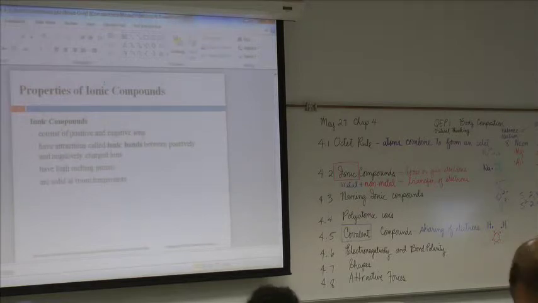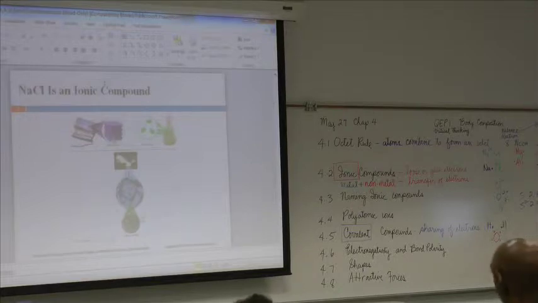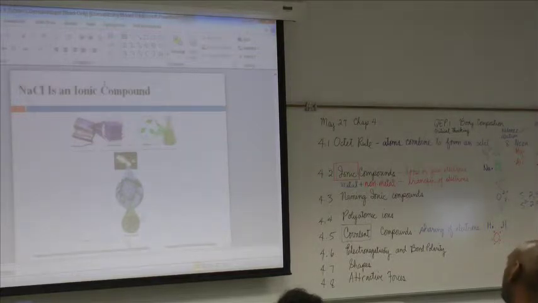So ionic compounds have positive and negative ions. So think of positive and negative. They have high melting points, and they tend to be solid at room temperature because it takes a while to melt them. Sodium chloride, table salt, is an ionic compound. We have sodium metal plus chlorine Cl2 gas to form NaCl. Everyone understands that because I've used this example since day one.